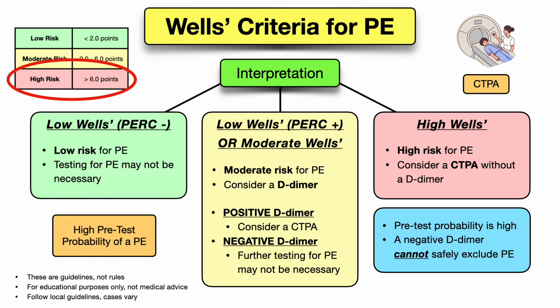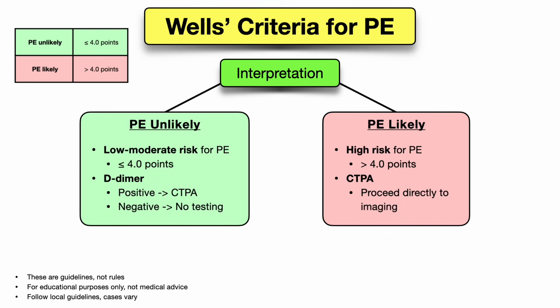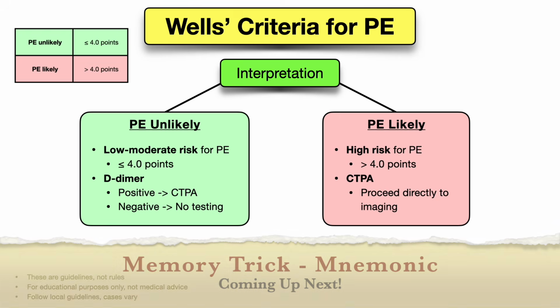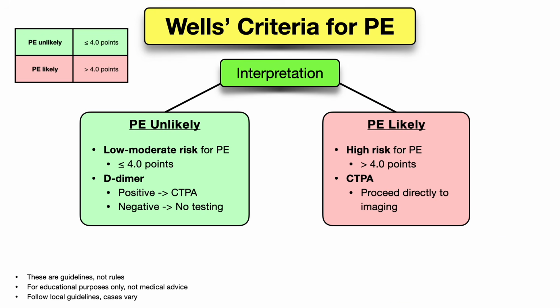You can also use the modified Wells score. PE unlikely is a Wells score of 4 points or less. This would be low to moderate risk for PE, and this can be managed with a D-dimer. Like we said before, if the D-dimer is positive, then proceed to a CTPA. If the D-dimer is negative, then consider no further PE testing. PE likely is a Wells score of more than 4 points. This would be high risk for PE, and proceeding directly to imaging, such as a CTPA, is typically recommended.